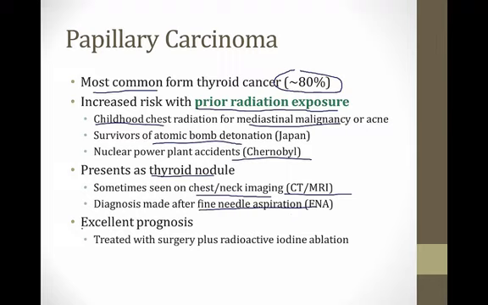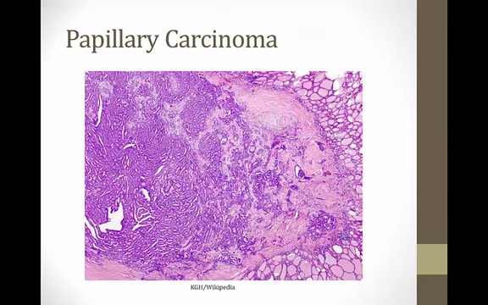This cancer has an excellent prognosis. It's treated with surgery to remove the thyroid gland plus radioactive iodine ablation to ablate any residual thyroid tissue. So the reason it's called papillary is because on biopsy you see papillae, which are finger-like projections of cancer tissue. That's what's shown in this portion of the slide here. Oftentimes these purple structures form little finger-like projections, and that's how it gets the name papillary carcinoma.